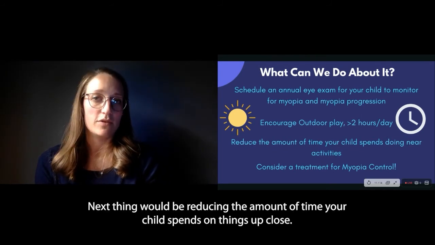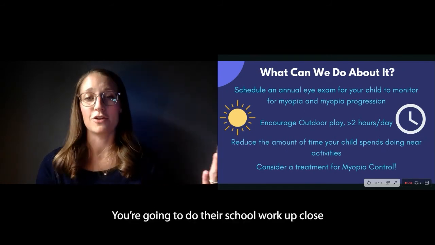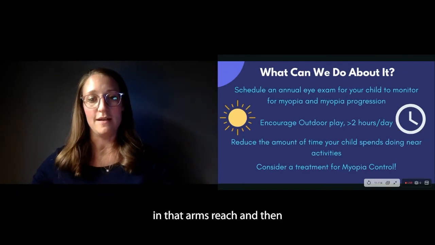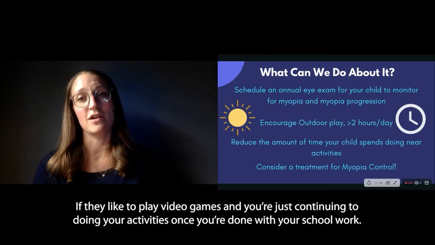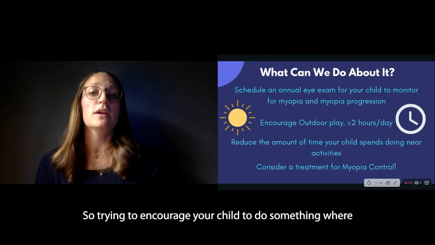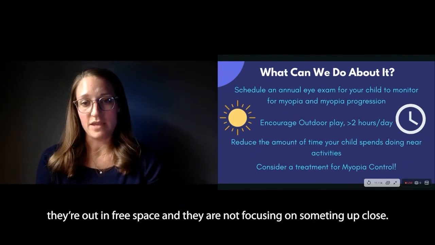Next thing would be reducing the amount of time that your child spends on things up close. So they're going to do their schoolwork up close in that arm's reach. And then if they like to play video games, then they're just continuing to do near activities once they're done with their schoolwork. So trying to encourage your child to do something where they're out in free space and they're not focusing on something up close.